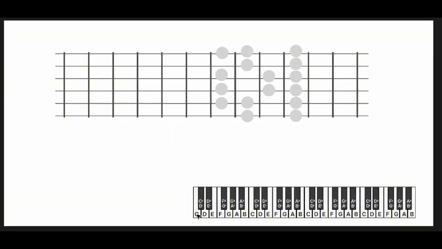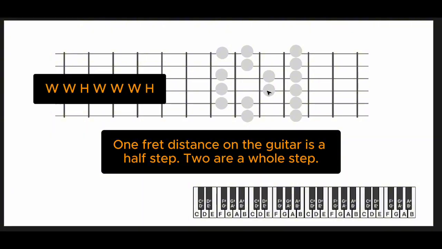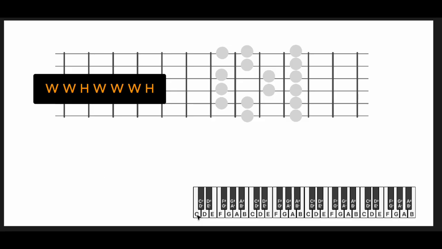So if we take our whole major scale formula, that goes whole step, then another whole step, then a half step, then a whole step, a whole step, a whole step, and a half step. And if we start in C, you see the same thing. One key to the next, like this, equals the same thing as moving one fret at a time. So if we went whole step, half step, whole step, whole step, whole step, half step. That's all the white keys.